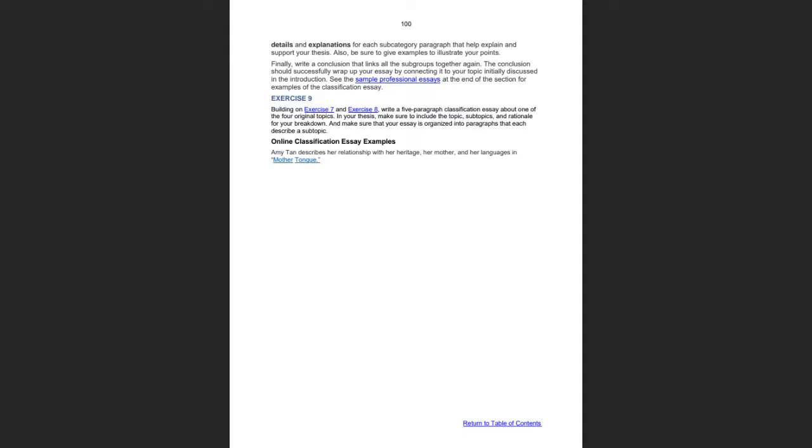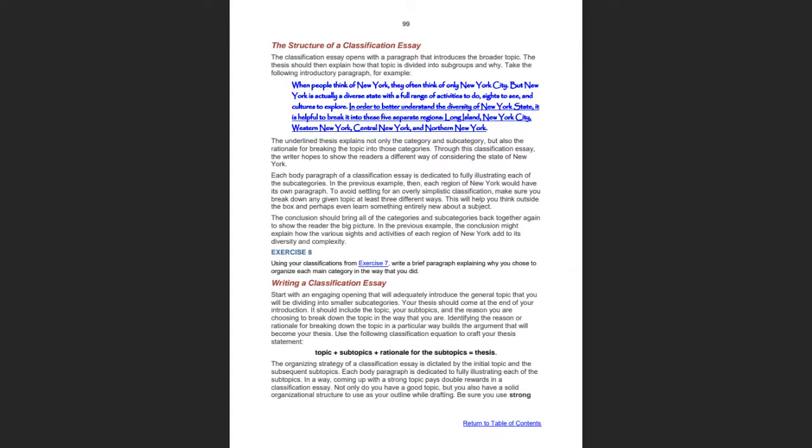Be sure you use strong details and explanations for each subcategory paragraph that help explain and support your thesis. Also, be sure to give examples to illustrate your points and write a good conclusion. Okay, so without further ado, let's go ahead and practice a classification and division thesis and topic sentences. Now remember the formula that they gave us. Topic plus subtopics plus rationale for the topics equals thesis.